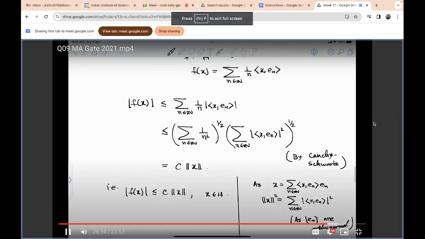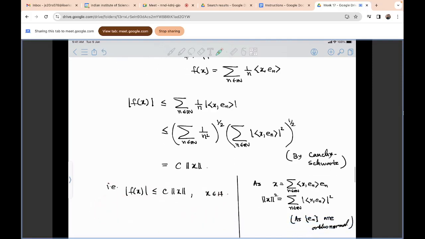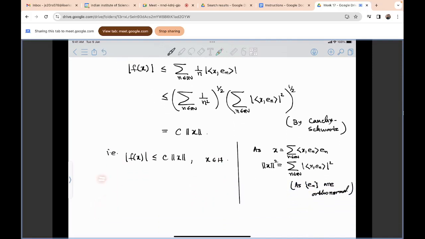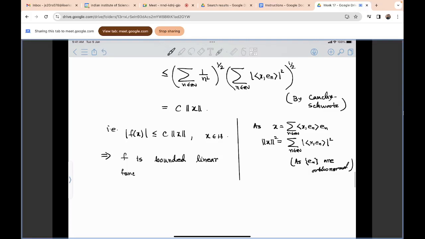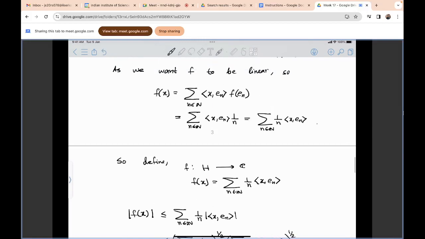So it is basically saying that for each x this is finite, which means this is well defined, and this is the same as saying that f is a bounded linear function, which implies f is a bounded linear functional on H. Okay, so therefore such an f exists.